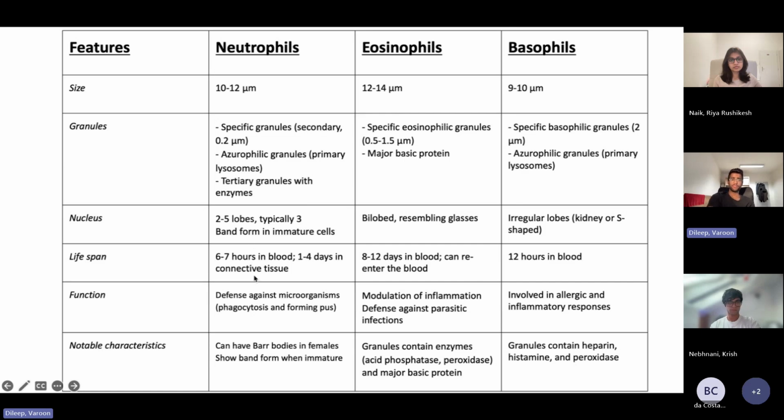As I said before, neutrophils provide defense against microorganisms by the process of phagocytosis. Eosinophils are involved in the process of inflammation, and basophils respond to allergic or inflammatory responses. When we talk about some specific characteristics of these cells, neutrophils have Barr bodies in females, and they show this band form when they are immature. Eosinophils contain enzymes which include acid phosphatase, peroxidase, as well as major basic protein, as I said before. And basophils contain heparin, histamine, and peroxidase.